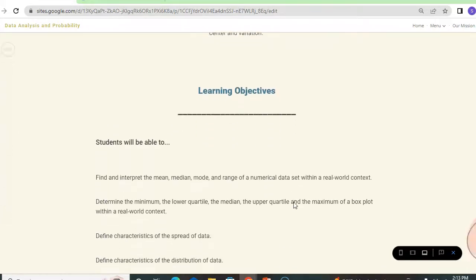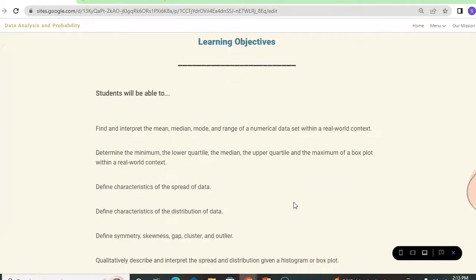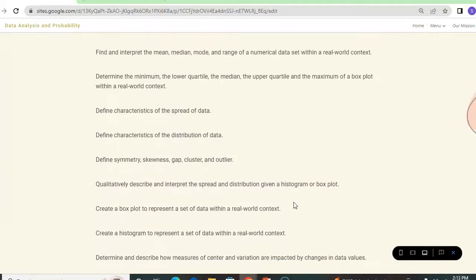Next, be sure to check out the learning objectives. These are procedures and content that you will be responsible for by the end of the lesson.